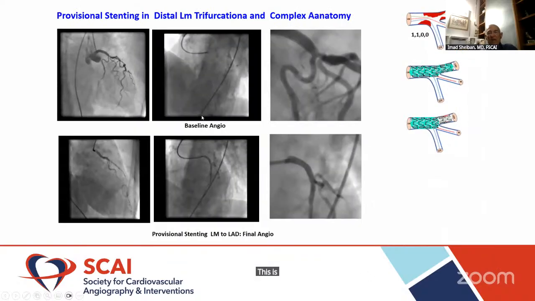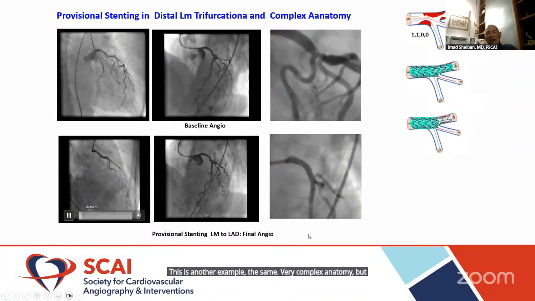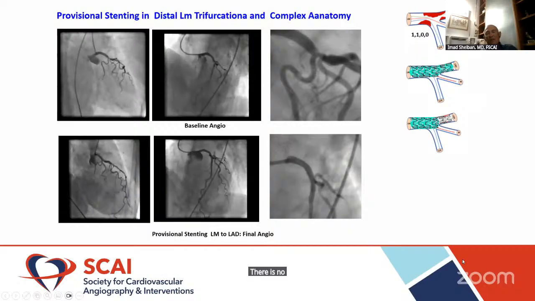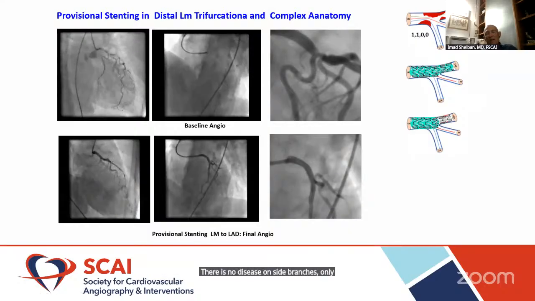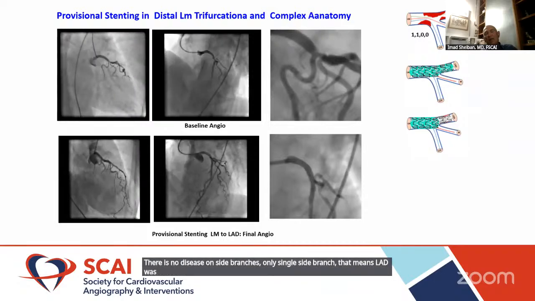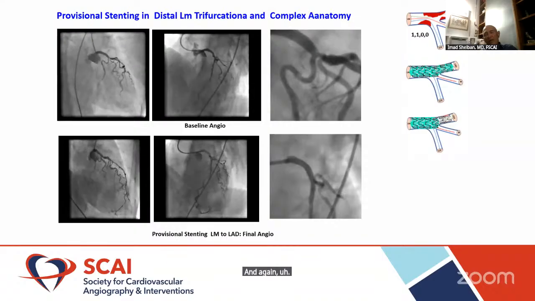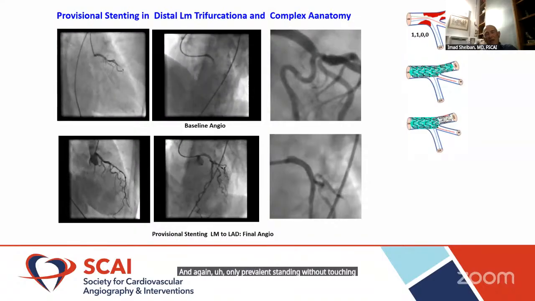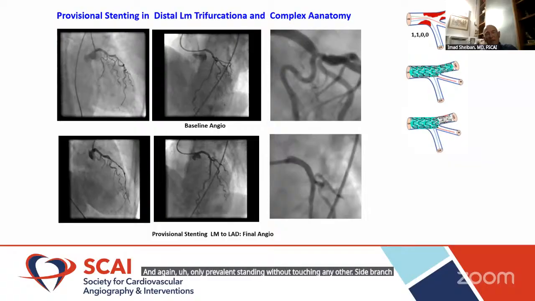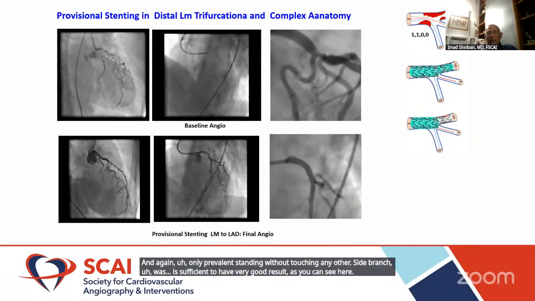This is another example, the same very complex anatomy, but again here there is no disease on side branches, only a single side branch, that means LAD, was involved in the disease, and again only provisional stenting without touching any other side branch is sufficient to have a very good result, as you can see here.